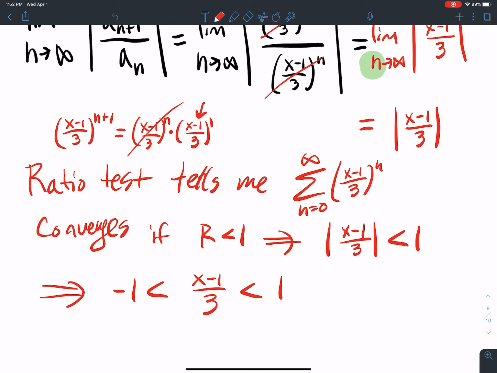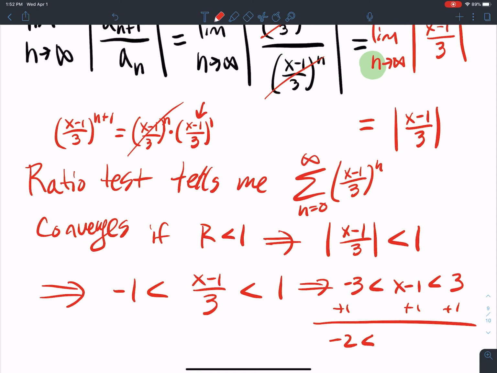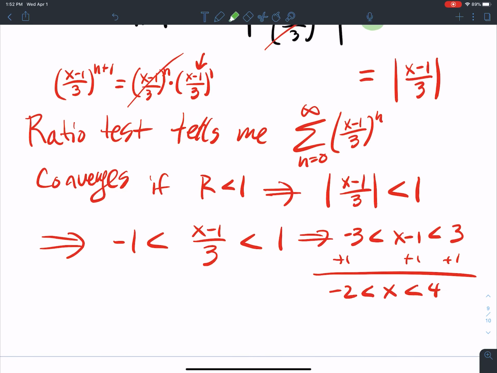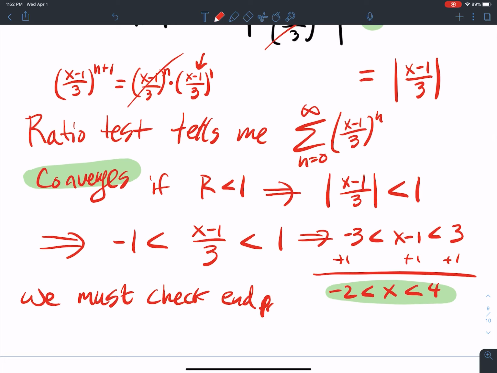I multiply all sides by 3, and I get negative 3 less than x minus 1 less than 3. And then I add 1 to all sides, and I get negative 2 less than x less than 4. So the series converges for values of x between negative 2 and 4. But what do we need to do? We must check the endpoints.